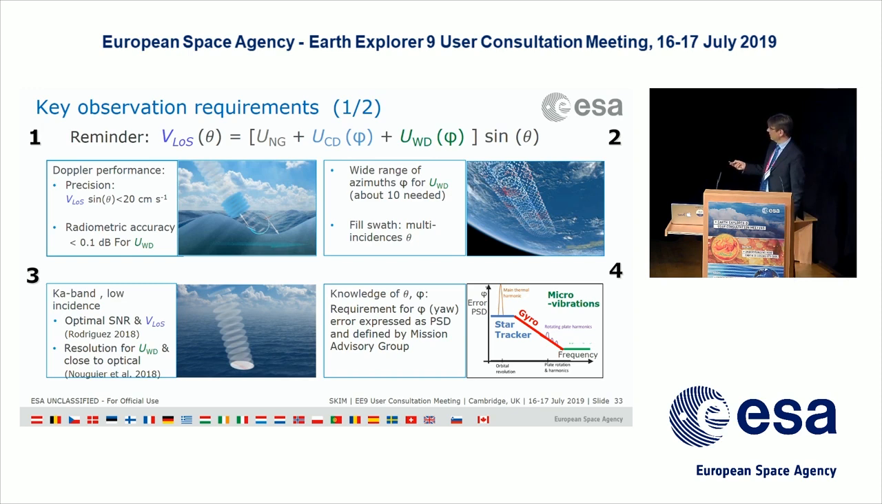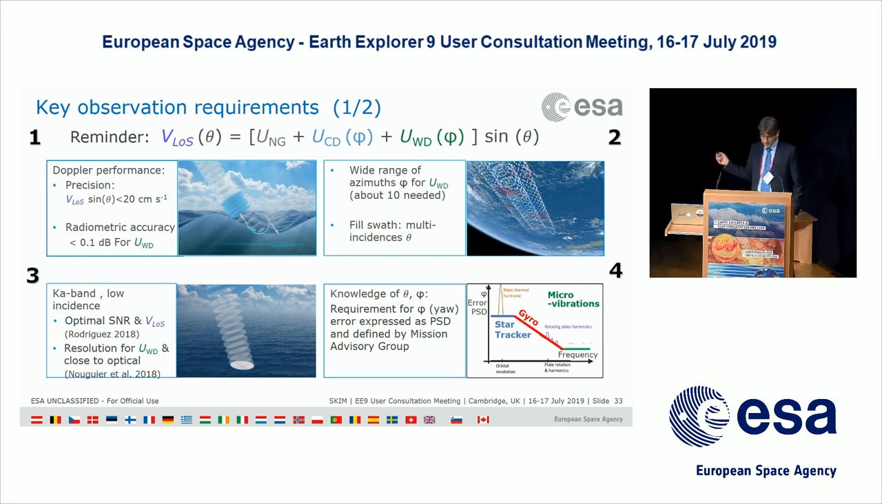The radiometric accuracy is important for being able to retrieve the wave modulation, measuring this UWD that comes into this equation. We need a wide range of azimuths to fill up the map and a wide range of incidences to fill up this swath. And so that's also important for getting this UWD term. We also chose to use K band and low incidence, because we know the physics very well in that condition, and actually Ernesto Rodriguez has shown that this is optimal. Finally, we need to know the angles of pointing very accurately, and the mission advisory group defined this as a PSD for the angles, for the knowledge error.